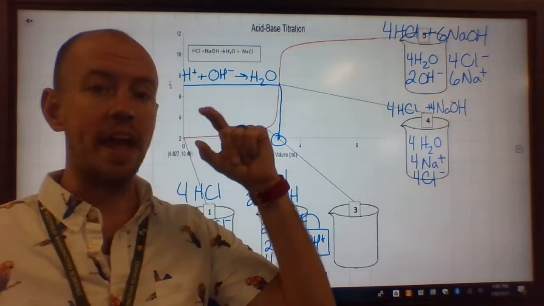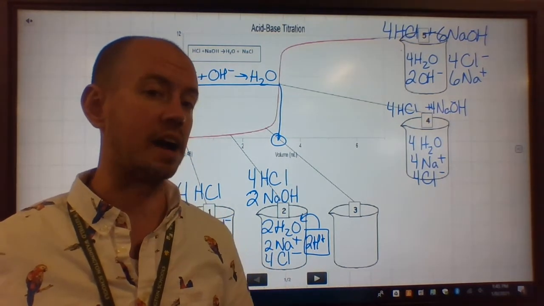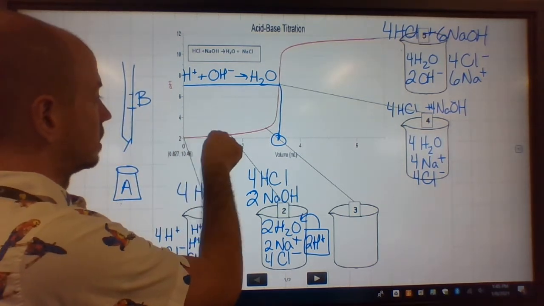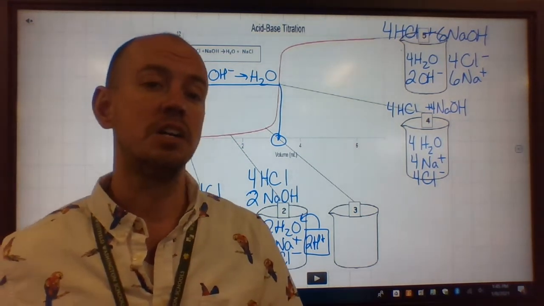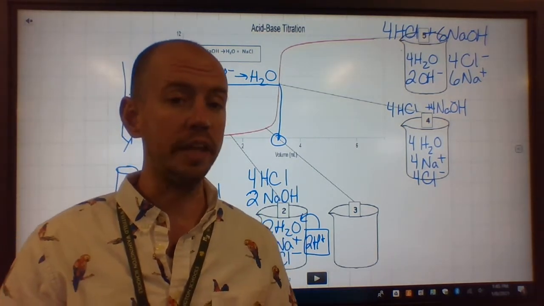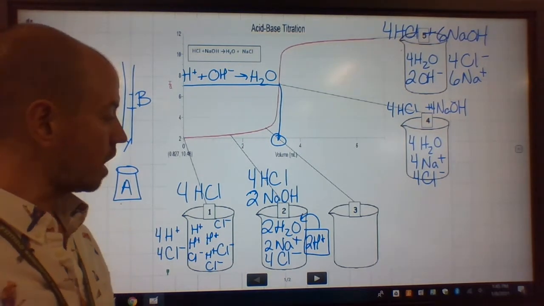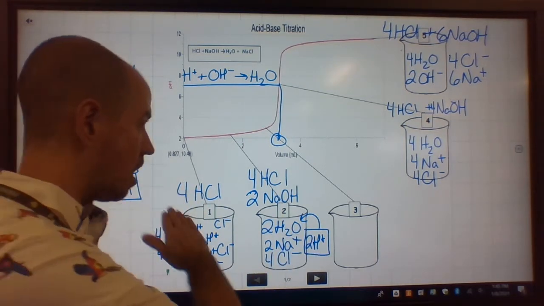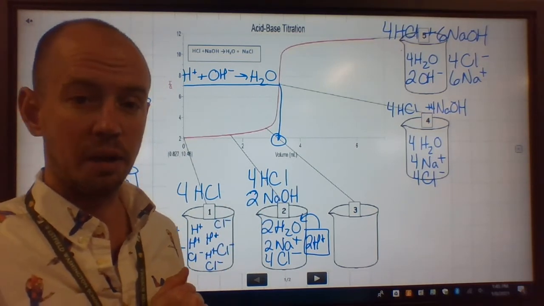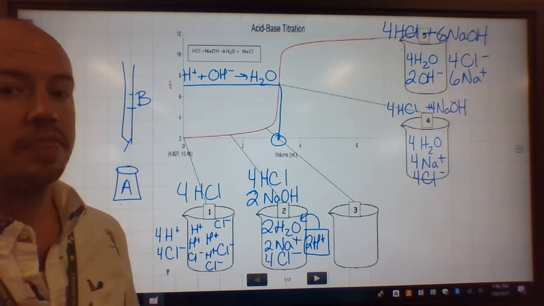Remember, to change a whole unit of pH, we have to change the hydrogen ion concentration by a factor of 10. So to go from here to here, we haven't changed our hydrogen ion concentration by a factor of 10. We've only cut it in half. So our pH has changed by less than 1. We still have some hydrogen ion. Our chloride ion has stayed the same throughout. We have a little bit more sodium ion in there, and we have made some water.